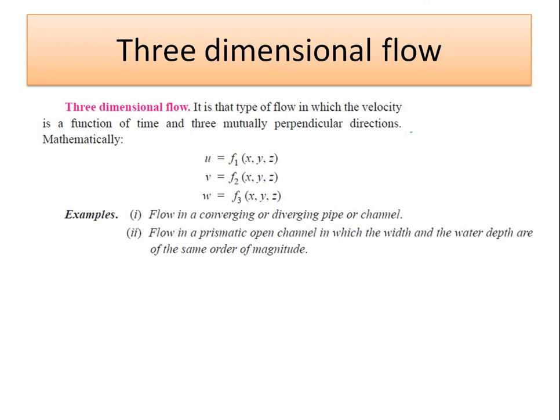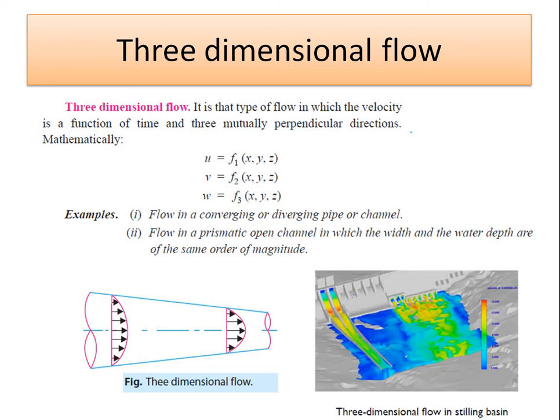Flow in a converging or diverging pipe or channel is an example of three-dimensional flow. Or flow in a prismatic open channel in which width and the water depth are of the same order of magnitude is also called three-dimensional flow. So these are some examples of three-dimensional flow, that is, fluid coming out from a dam.